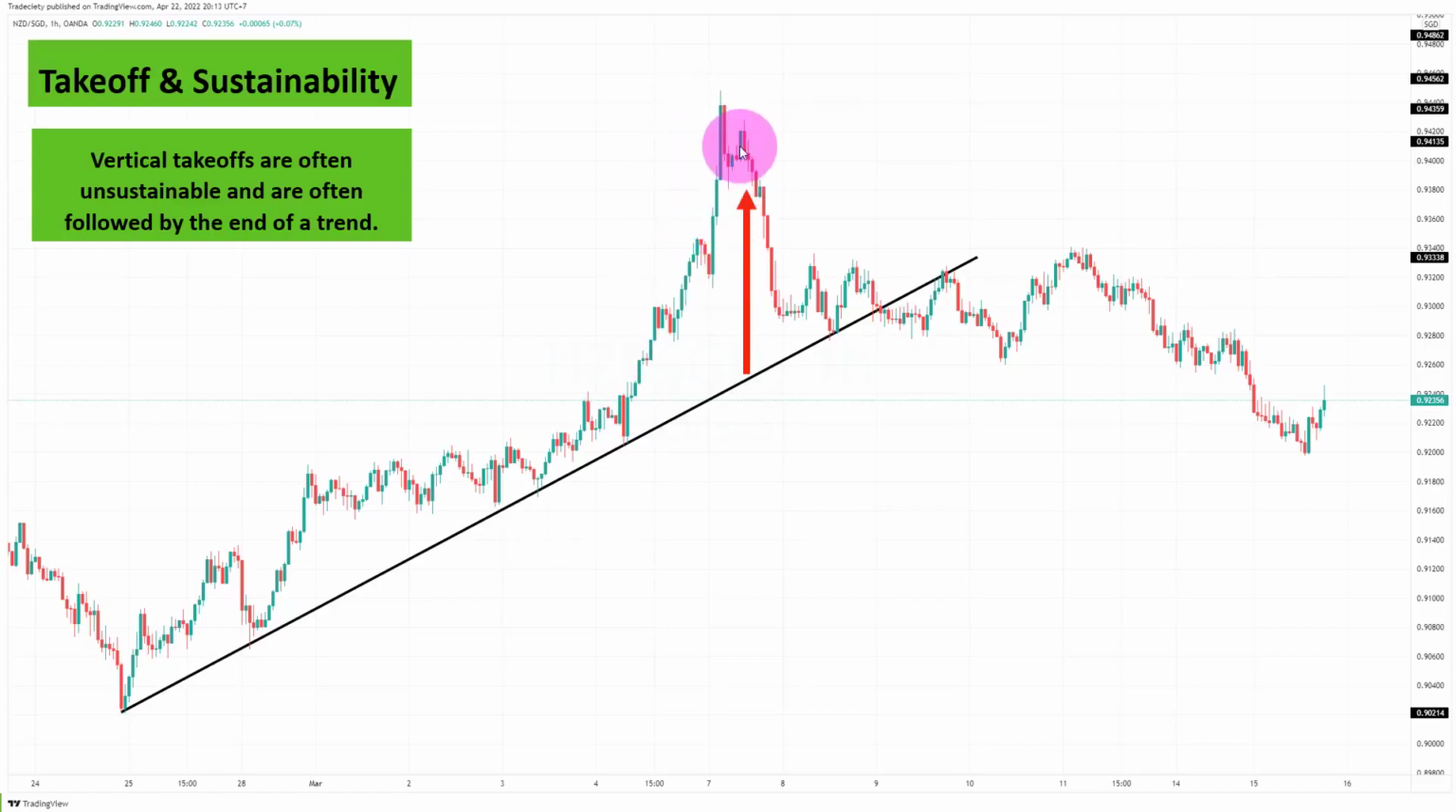So what you will often see is that, first of all, this is unsustainable. The market will often reverse back to the trend line. And if the market after such a takeoff comes back to the trend line, I would not recommend to look for more longs, because a lot of people who have been long have probably been thinking about or taking profits already, and a trend reversal or the end of a trend is often very likely after such a takeoff.